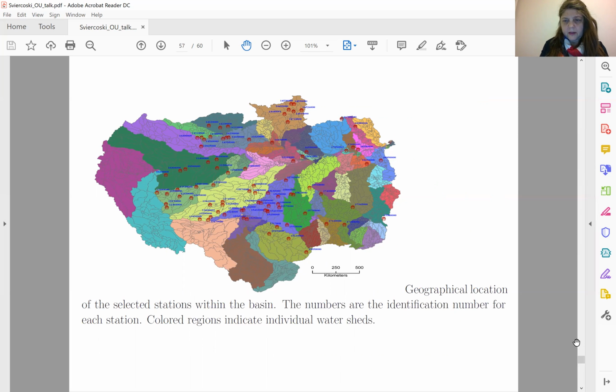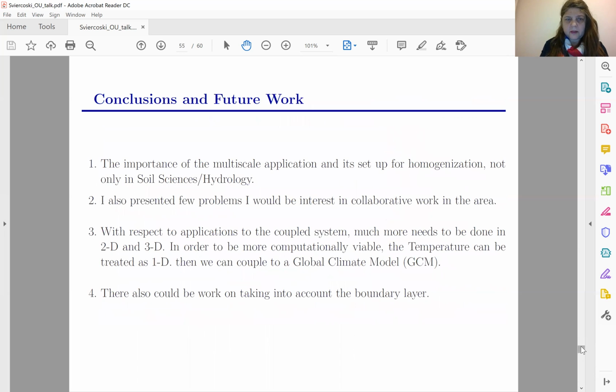The idea here is that I would like to point out that I'm willing to work on this multiscale application, and would like a collaboration if possible. How would we take the same setup that has been done in 1D to a 3D version, and couple it in a global climate model?